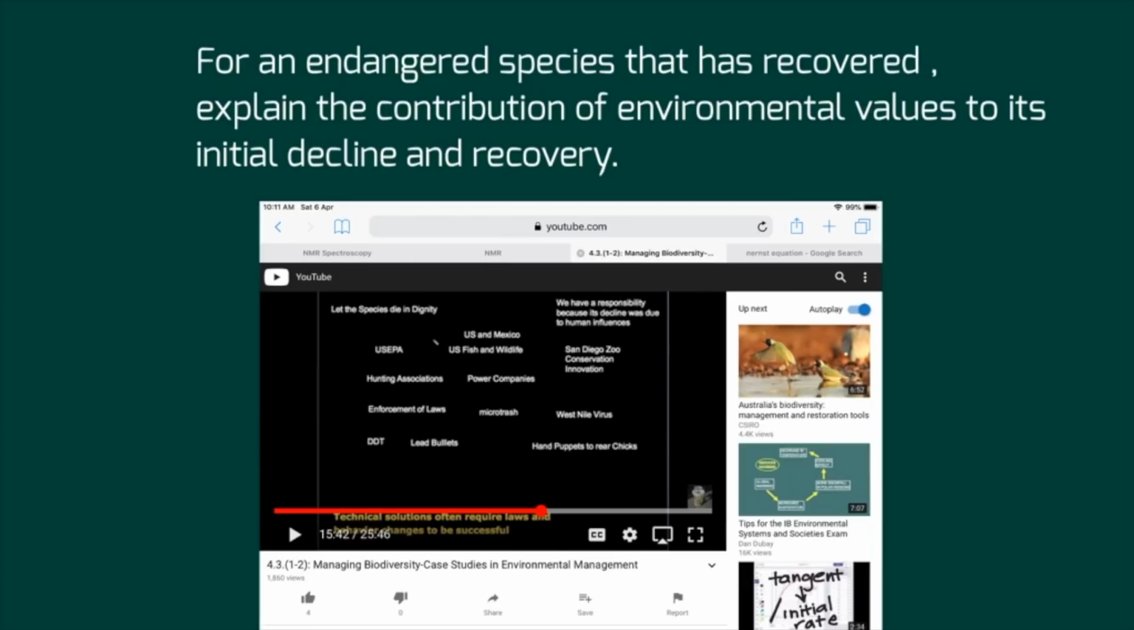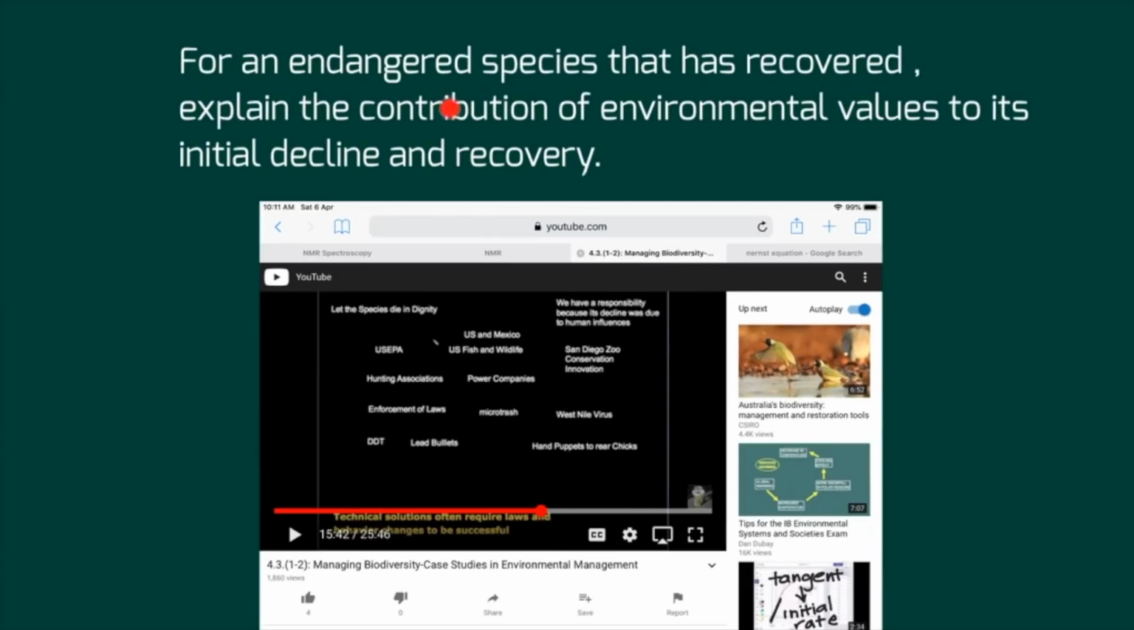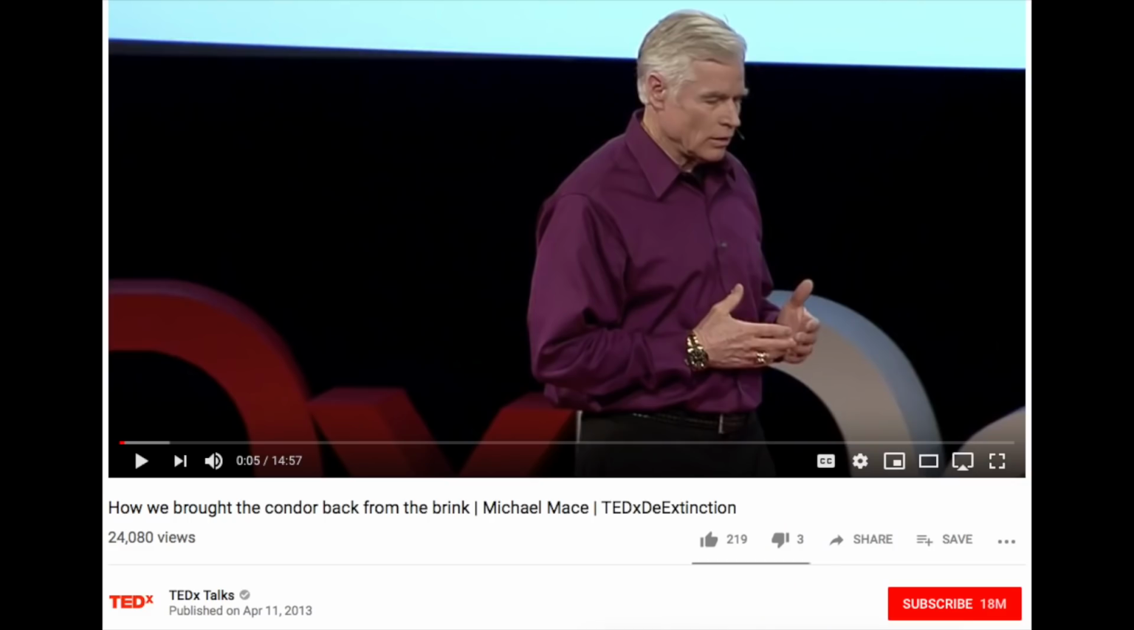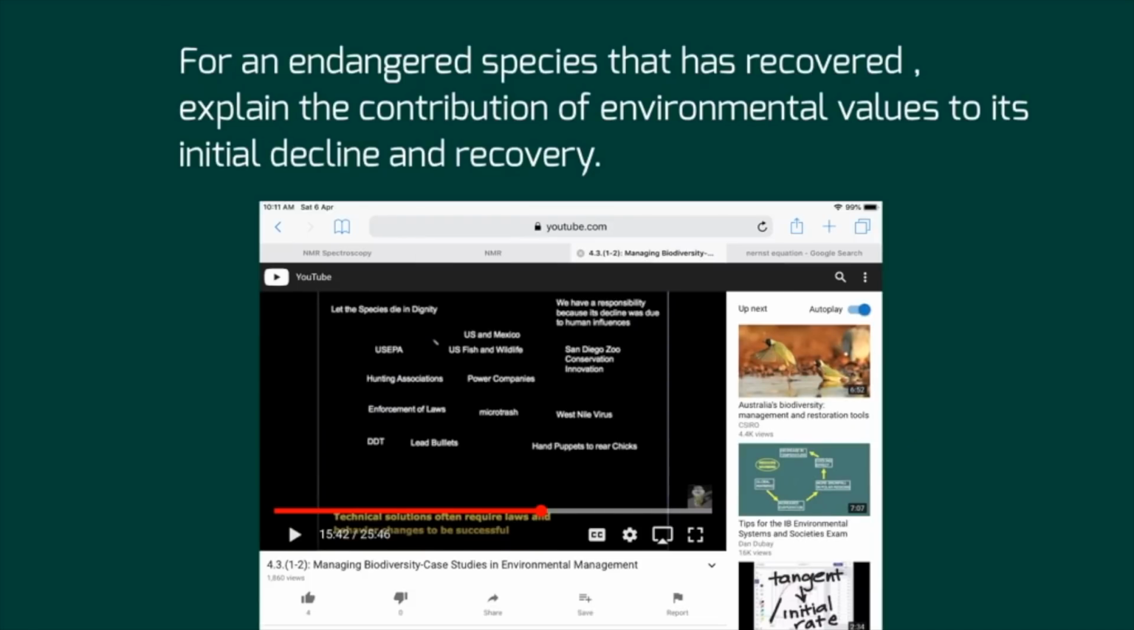For an endangered species that has recovered, explain the contribution of environmental value systems to its initial decline and then to its subsequent recovery. An excellent case study to examine this type of issue is the case of the California Condor. And this year, I would like to recommend an excellent TED Talk by Michael Mace, where he highlighted the story of how the condor population was taken to the brink of extinction, and then through a combination of a range of environmental management strategies, the condor population began to recover.